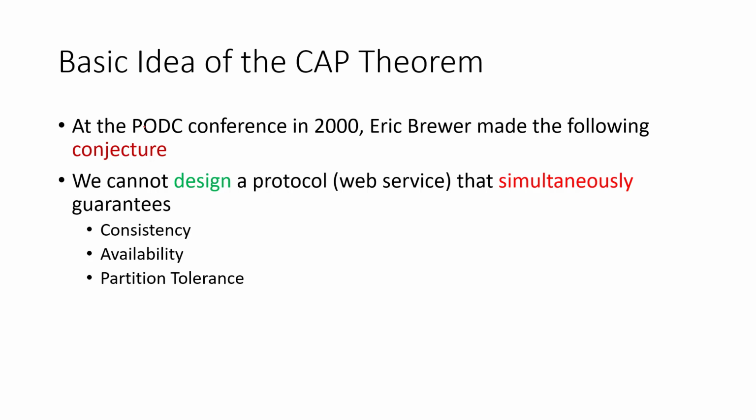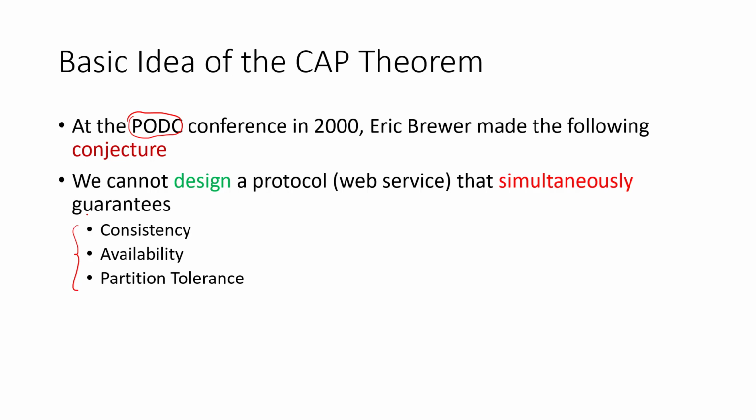At the PODC conference, which is one of the top conferences in distributed systems, Eric Brewer made the following conjecture: that you cannot design a protocol or a web service that simultaneously guarantees three properties: consistency, availability, and partition tolerance. We'll discuss what these are, but essentially these are desirable properties of any distributed system or database where you want the data to be consistent. Consistent with what? Consistent with specifications. What kind of specifications? Well, we will see.